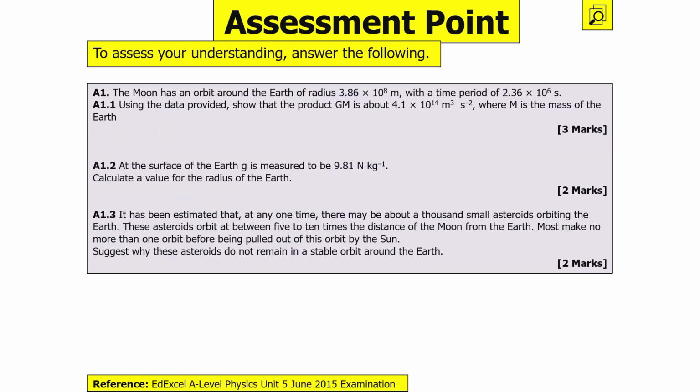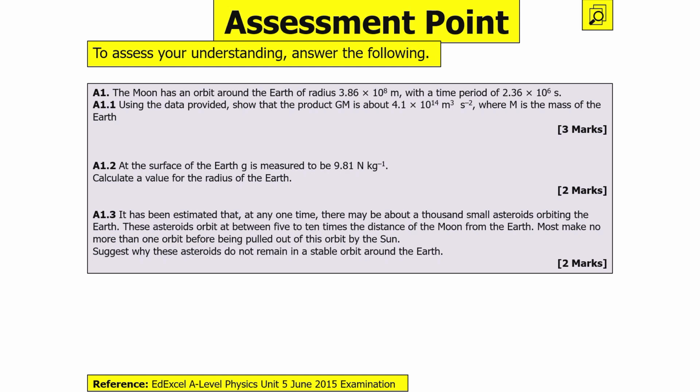The Moon has an orbit around the Earth of radius 3.86 × 10^8 meters with a time period of 2.36 × 10^6 seconds. Using the data provided, show that the product GM is about 4.1 × 10^14 meters cubed seconds to the minus 2, where M is the mass of the Earth. At the surface of the Earth, g is measured to be 9.81 newtons per kilogram. Calculate a value for the radius of the Earth.